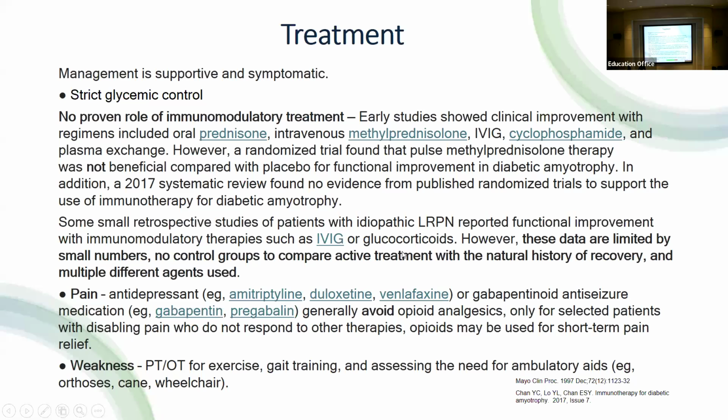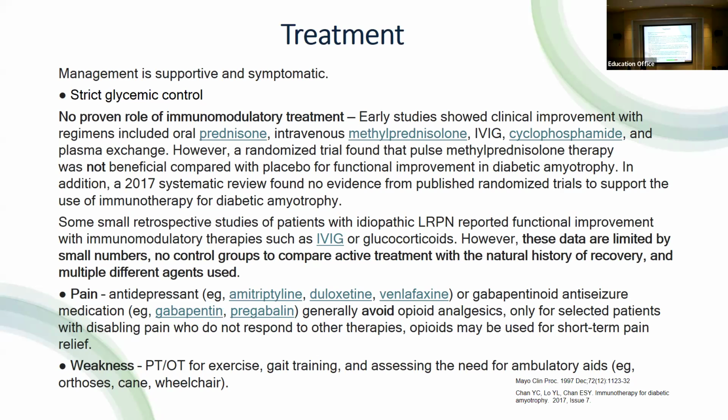So with those dysimmune mechanisms ongoing, you might wonder whether the patient is responsive to some immunomodulatory treatment. Actually, there are a lot of early studies that showed clinical improvement with either oral or IV steroids, IVIG, or plasma exchange. However, these data are limited because they either have small numbers in the study, or there's no control group to compare, especially in a disease with a natural history of recovery.